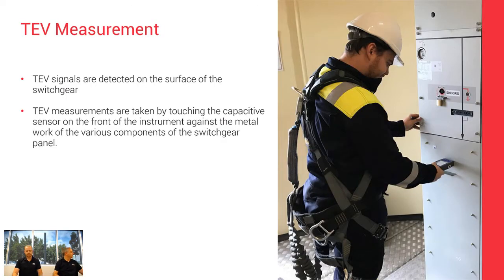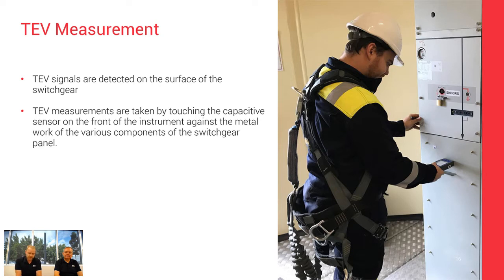Okay, next slide. So, handheld PD detection. The first one is transient earth voltage measurement, or TEV measurement. To detect TEV signals, we have one of our engineers here. His name's Thomas. He's holding an Ultra TEV +2, which is one of our main handheld instruments.